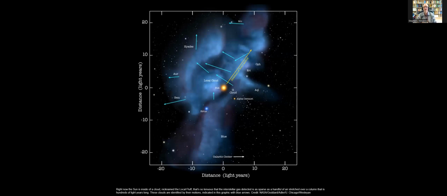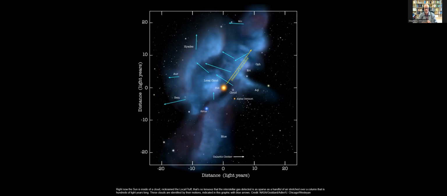It's called a local fluff, and that's what's shown here in this graphic. It's a cloud of interstellar gas that is extremely low concentration, low pressure. A handful of air stretched over a column that is like 100 light years long. I mean, it is so little gas, but it's more gas than what's around it.